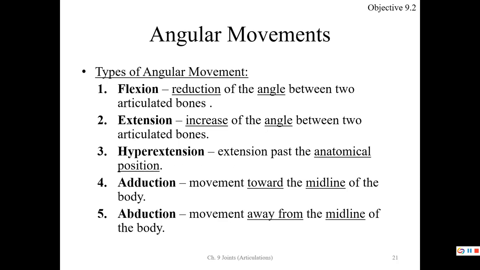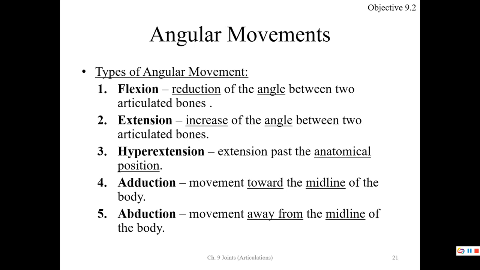Now, angular motions can be flexion, extension, hyperextension, adduction, or abduction. Now, flexion and extension we'll take together. Flexion is the reduction of the angle between two articulating bones. So if I hold my arm out straight at 180 degrees and I flex it, I'm going to make it go towards 90 degrees, 45 degrees. I'm going to reduce the angle. If I have my arm fully flexed and I extend it out to hand somebody something, extension increases the angle. Okay, so it might go from 45, 90 to 180.